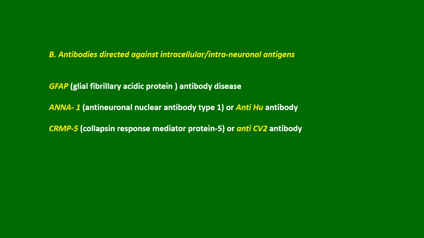Encephalitis due to antibodies directed against intracellular or intraneuronal antigen includes GFAP antibody disease, ANNA-1 or anti-Hu antibody, CRMP5 or anti-CV2 antibody.